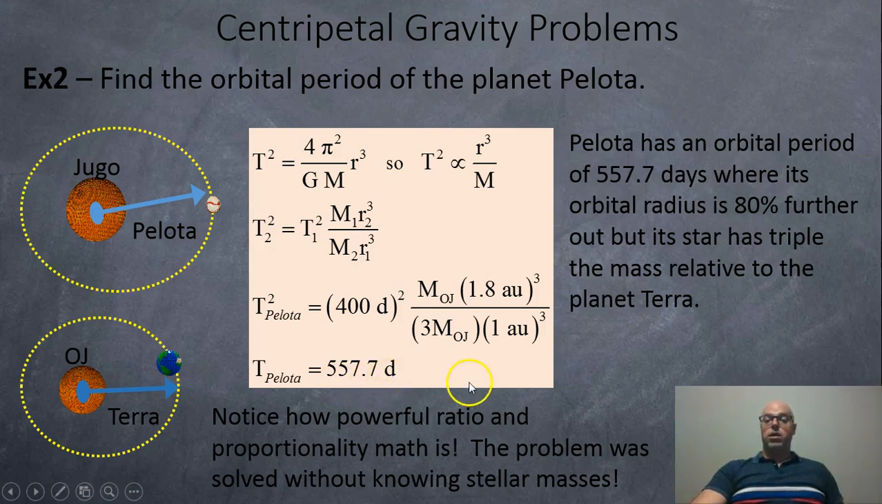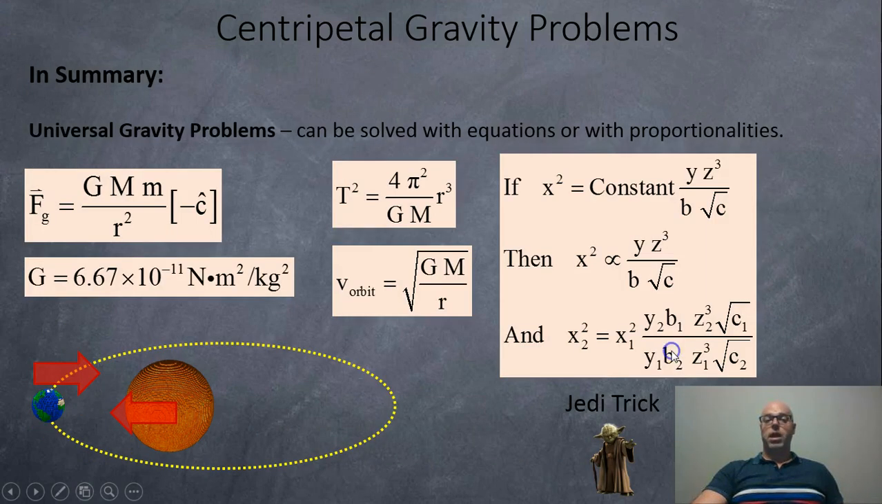And that's it. I can do a question like this even without knowing all the information. So Pelota has an orbital period of 557.7 days, where its radius is 80% further out, and its star has triple the mass of the star for the planet Terra. So in summary, universal gravity problems can be solved with equations or with proportionalities.